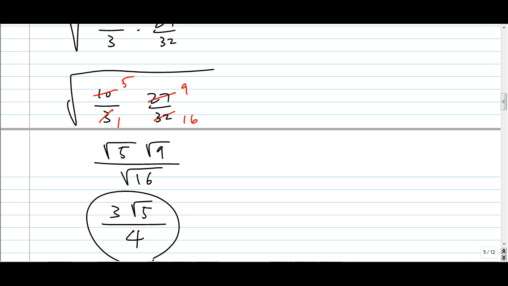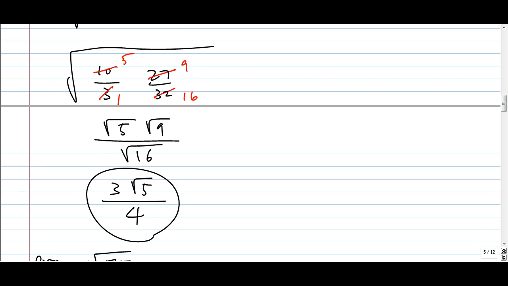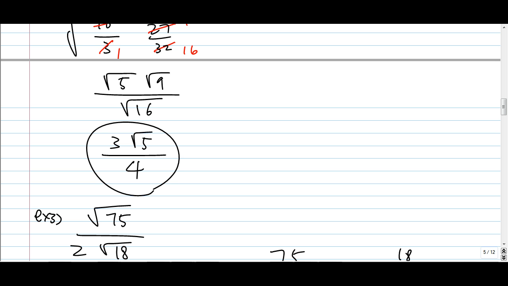May I go to the next one? What if I have this: square root of 75 all over 2 rad 18. So what should I do here? Do you think it's a good idea to put... So anybody have an idea what I should do in this case?